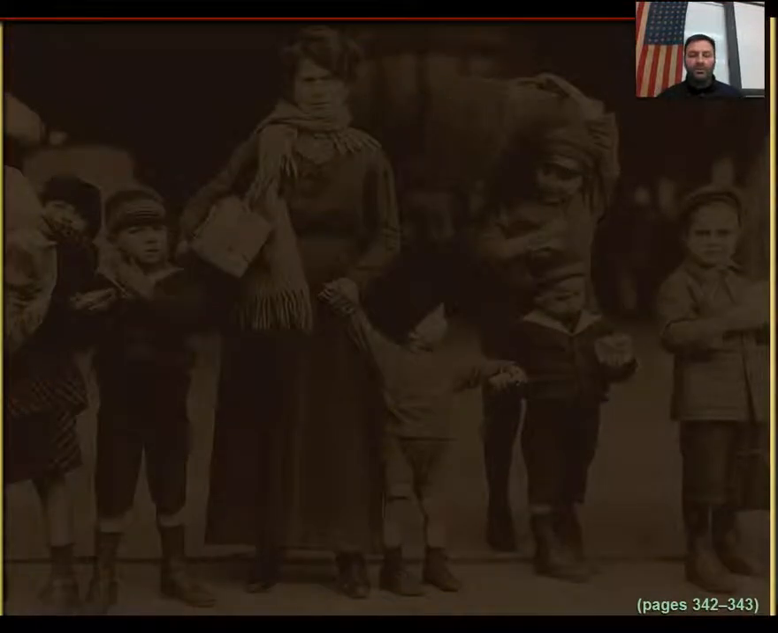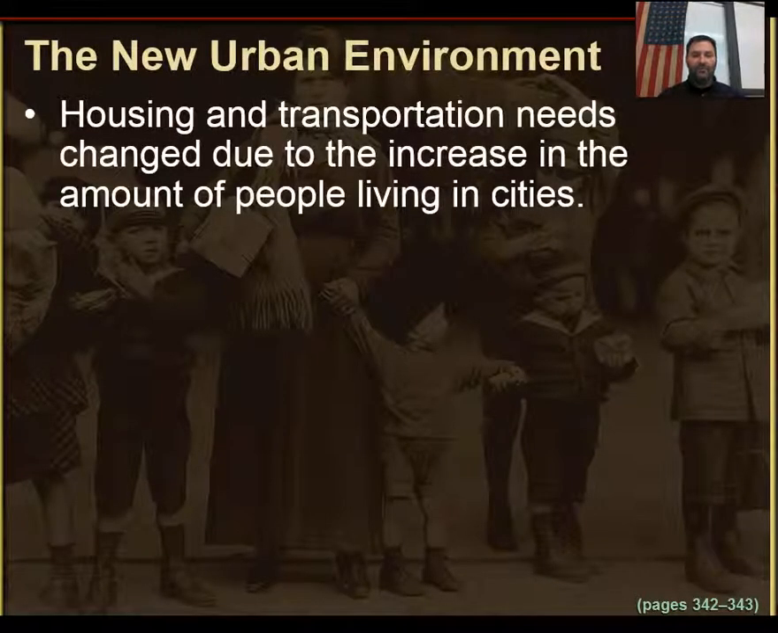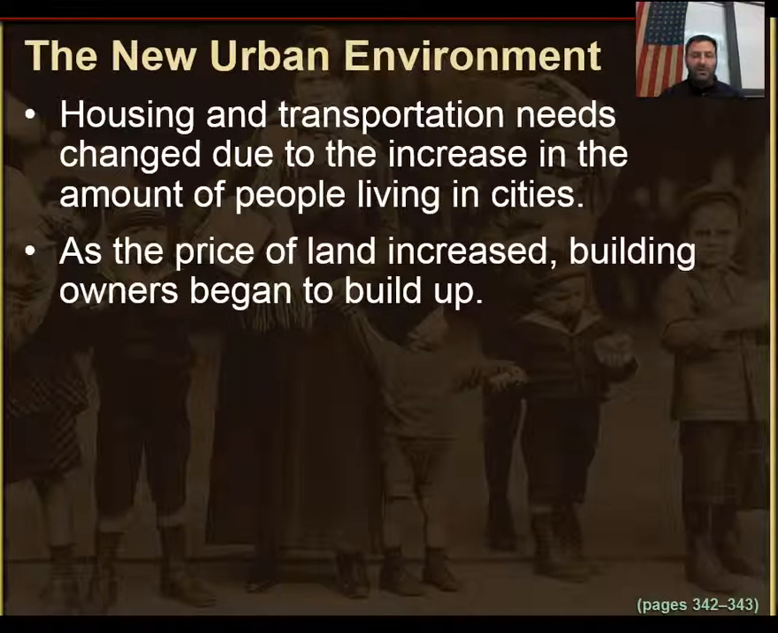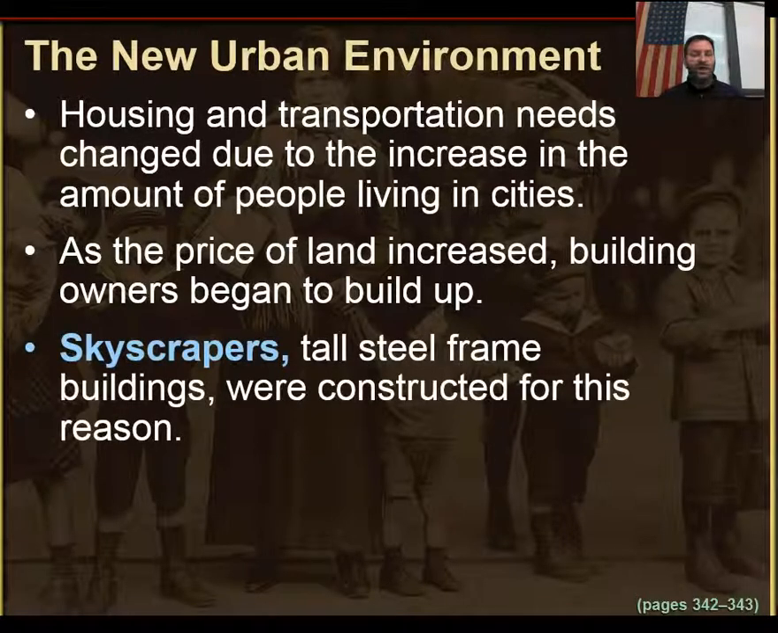So when you bring all this different mix of people together, you have a new type of urban environment. You have housing and transportation needs. They're going to change due to the increase in the amount of people living in cities. So how are people going to get around? As the price of land increases, building owners begin to build up because land is becoming cost prohibitive, so it's easier to buy a little bit of land and to go up into the sky. Thus, we get our first skyscrapers, which were tall steel frame buildings, constructed for this reason.